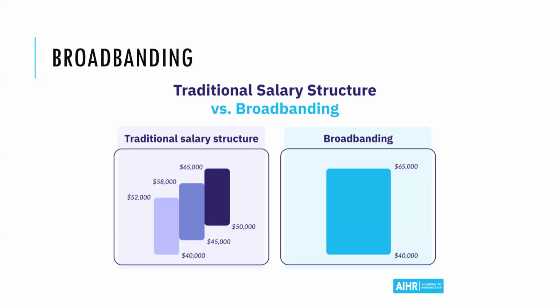So on the left, we have our traditional salary structure. And you can see in the salary structure, for example, we have three groups of pay. These groups might be job groups. They could also be different jobs within the same job group. Let's imagine they're job groups at this point. So in the first job group, the pay goes from 40,000 to 52,000. And the next one, it's 45 to 58. And then the third one is 50 to 65,000.